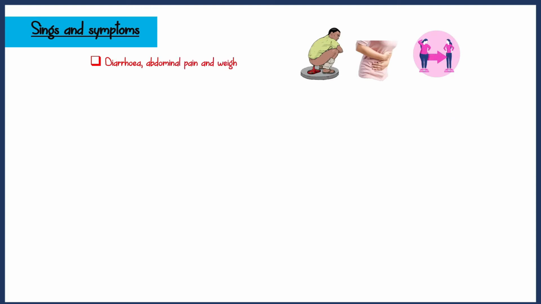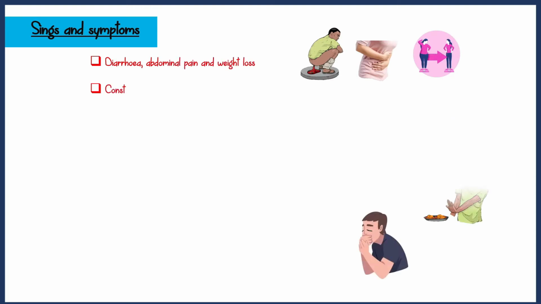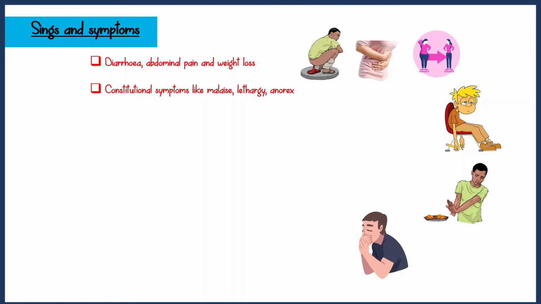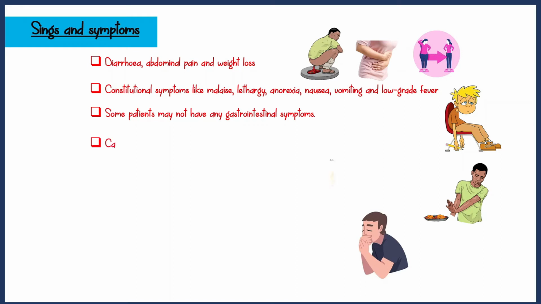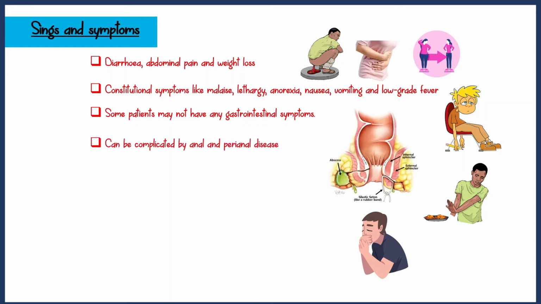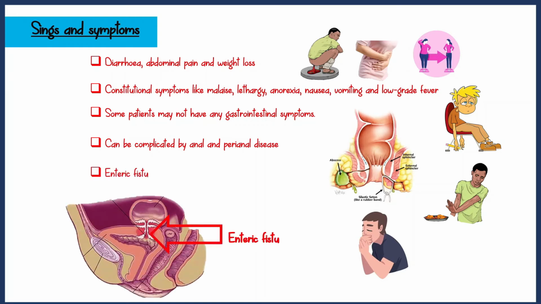Diarrhea, abdominal pain and weight loss are the major symptoms of Crohn's disease. Constitutional symptoms like malaise, lethargy, anorexia, nausea, vomiting and low-grade fever may be present, and some patients may not have any gastrointestinal symptoms. Crohn's disease can be complicated by anal and perineal disease, and this is the presenting feature in 1/4 of cases, often preceding colonic and small intestinal symptoms. Enteric fistulae with the bladder, vagina or abdominal wall will occur in 20–40% of cases.